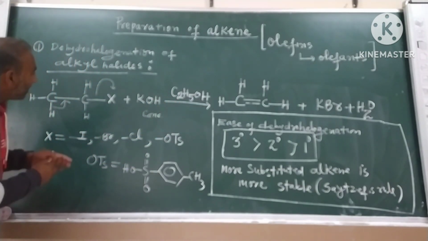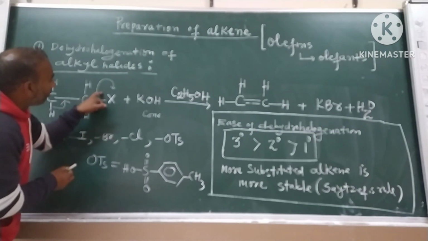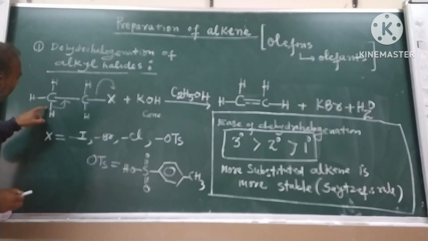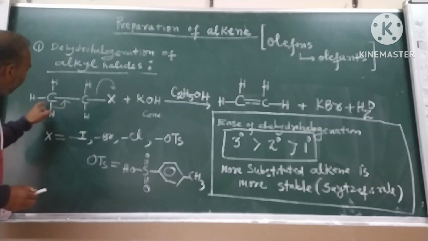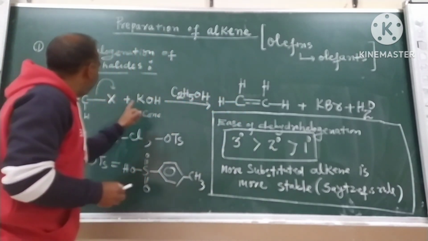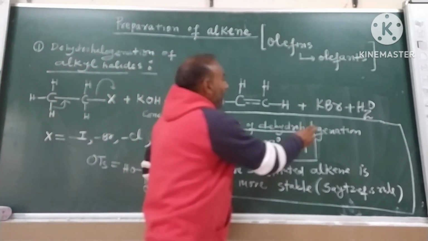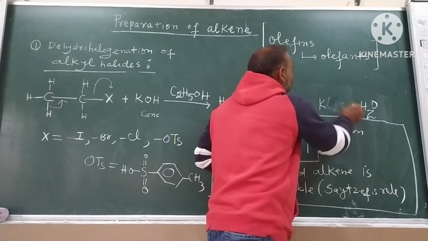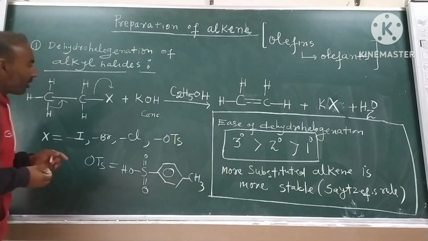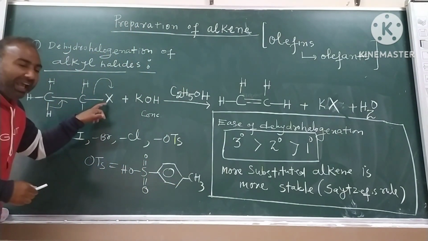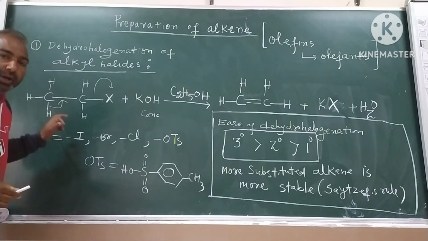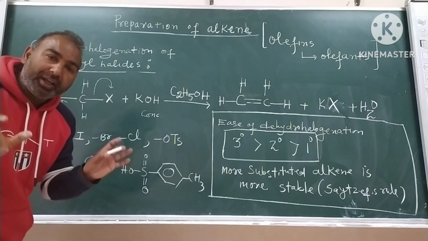What happens? X is removed from the alpha carbon, and from the beta carbon, H is eliminated. Here we get a carbon-carbon double bond, plus KX and water. So remember, from the alpha carbon, X is eliminated, and from the beta carbon, H is removed by a strong base. Get my point?